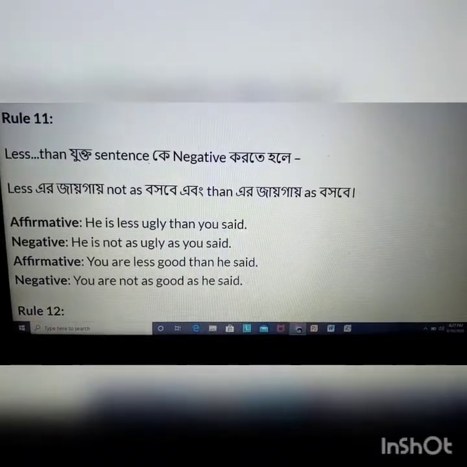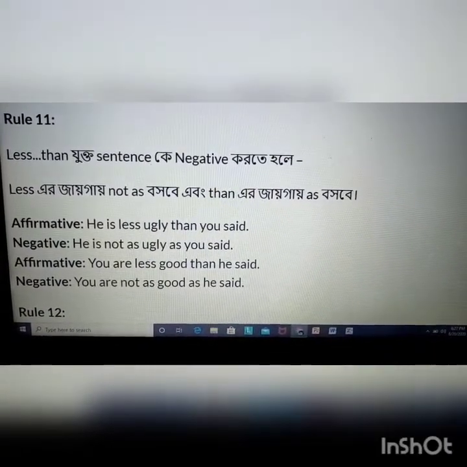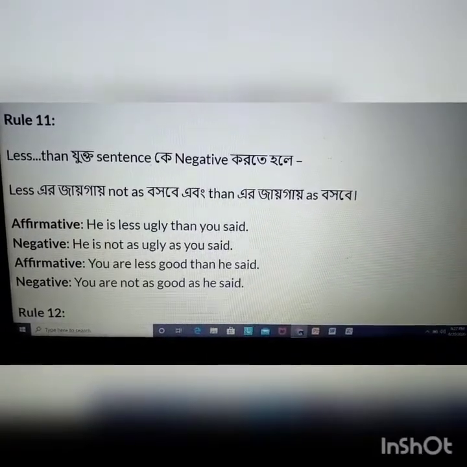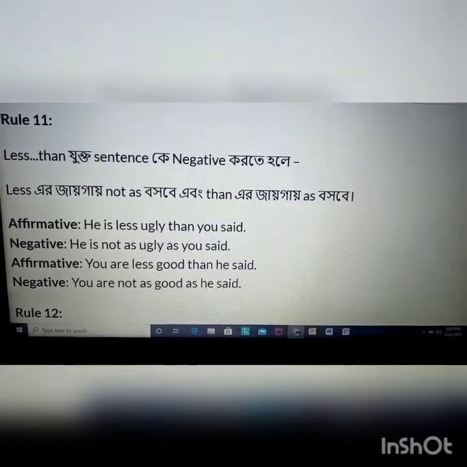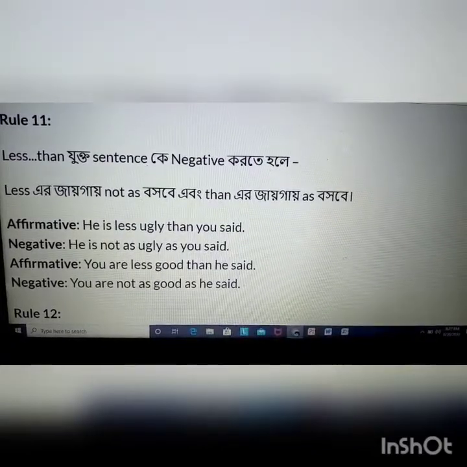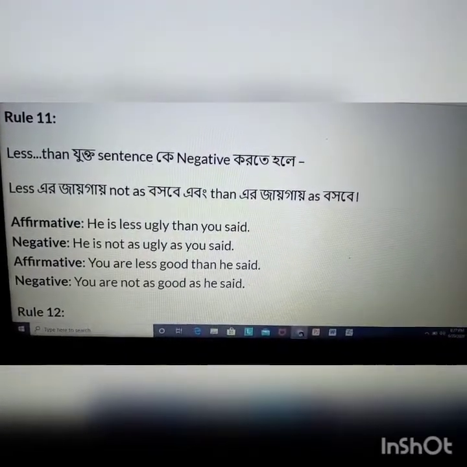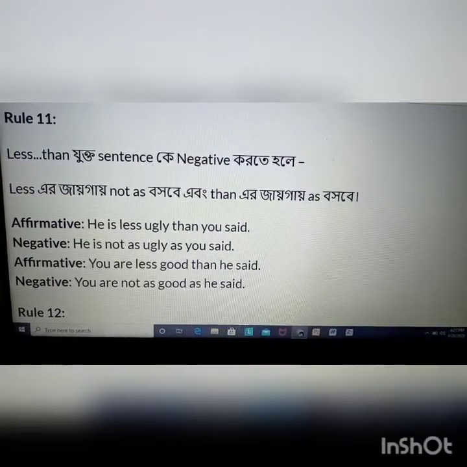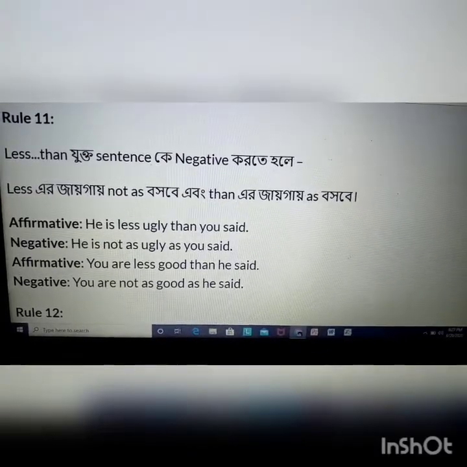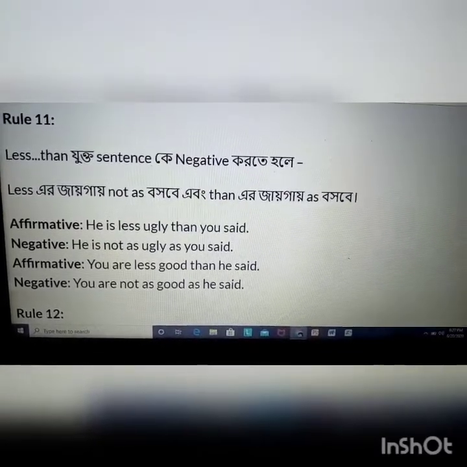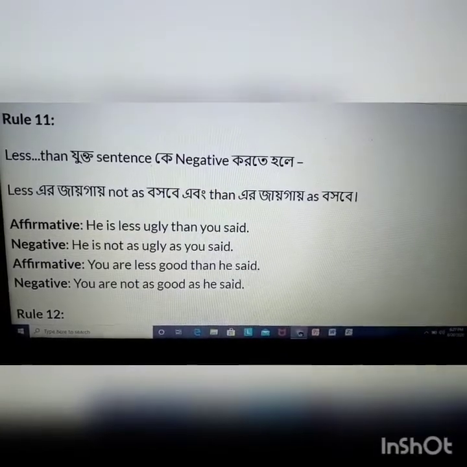Rule 11: if there is less dot dot than in the affirmative sentence, the rule is: instead of less, we have to use not as, and instead of than, we have to use as. In the example, he is less ugly than you say. So negative: he is not as ugly as you say. So instead of less, we have used not as, and instead of than, we have used as.